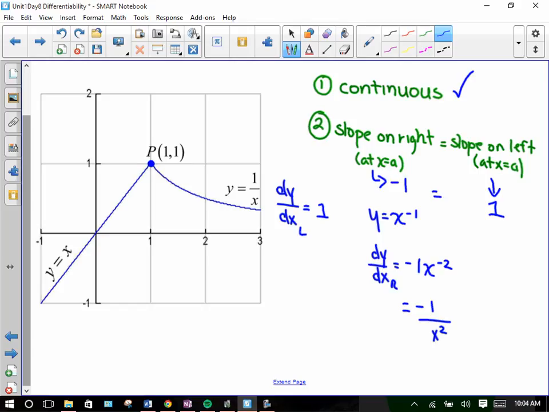Is negative 1 equal to 1? No. Therefore, the slope on the right side of the function and the slope on the left side of the function at x equals a are not equal. Therefore, it's not differentiable at x equals a. Make sense? So all you have to do is find the derivative on the left side and the right side, and plug in the value of a that you're trying to determine if it's differentiable at.